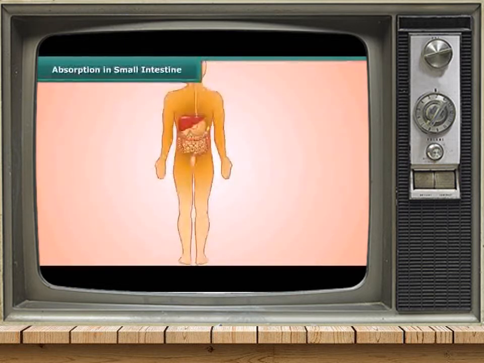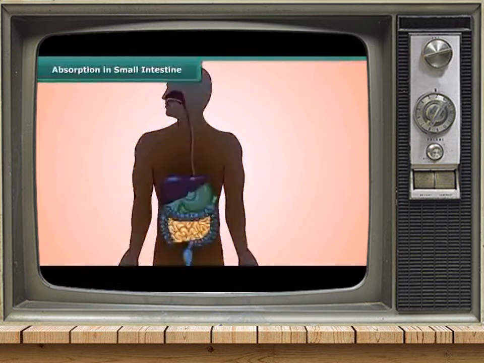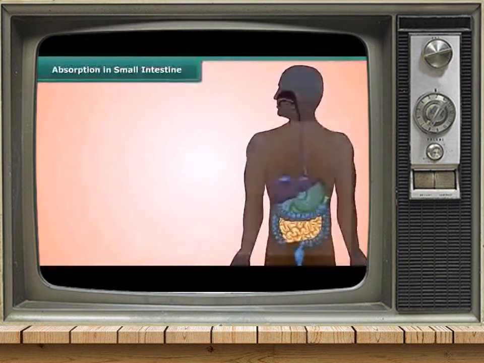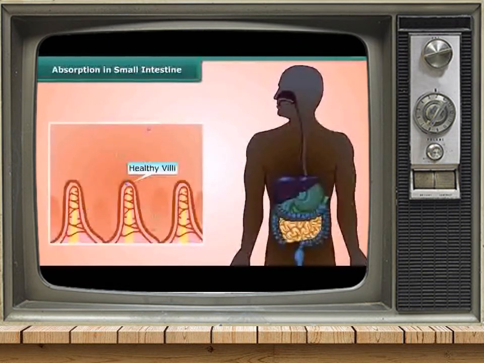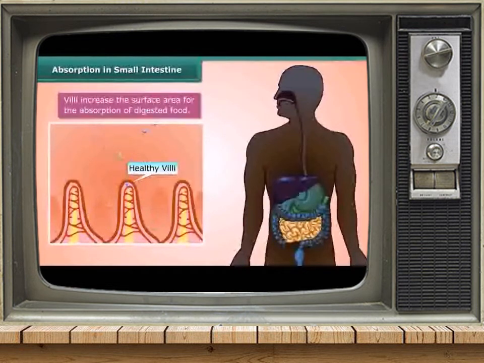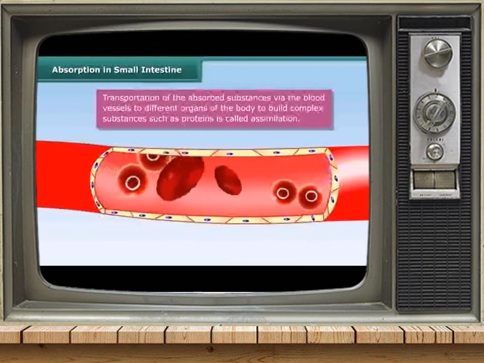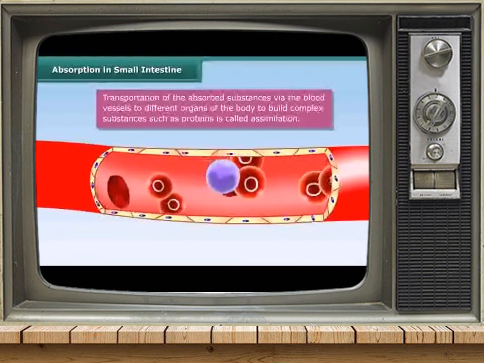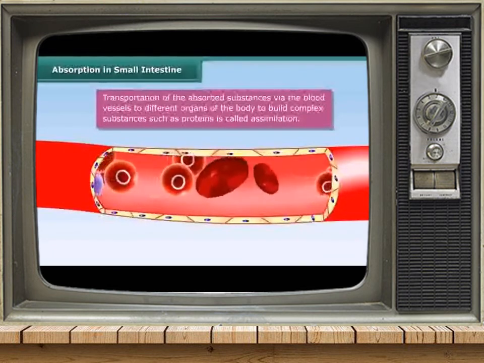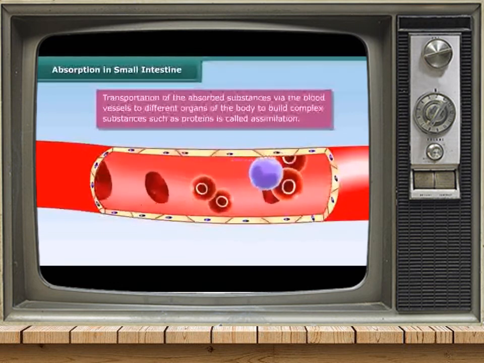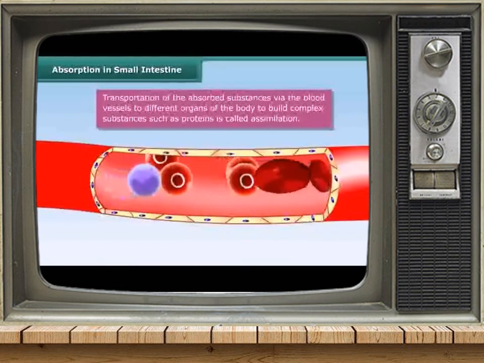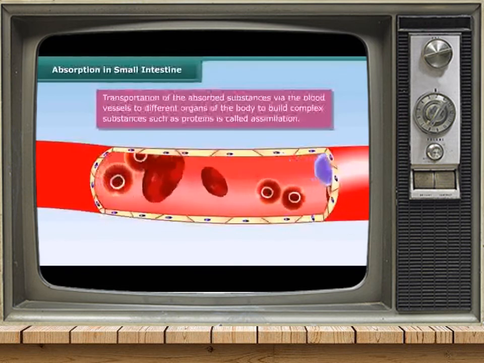Well, there are tiny finger-like things called villi, lining the inside of small intestine. Do you know the interesting part of villi? It increases the surface area for the absorption of digested food. Then the absorbed substances are transported via the blood vessels to different organs of the body where they are used to build complex substances such as proteins. This is called assimilation.